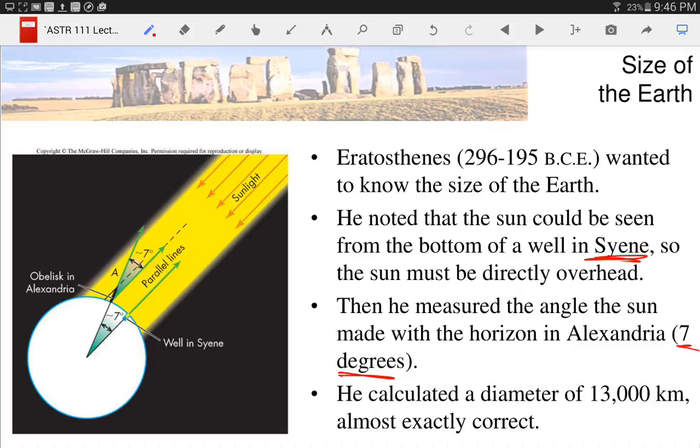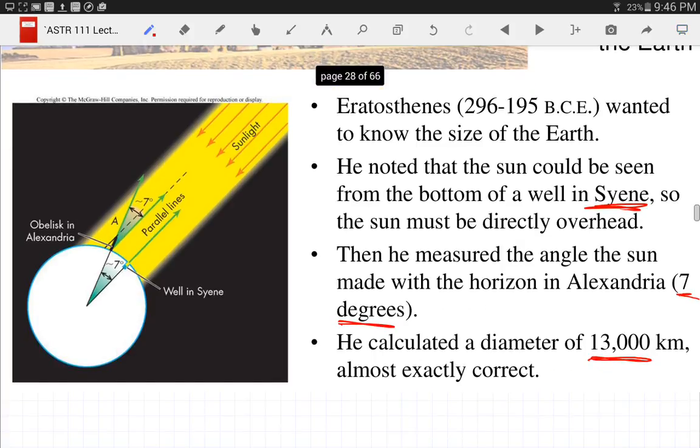And from that, he said, okay, the full circle would have a distance of 2 pi times the radius going around the circle. And so if we have 7/360th of that, boom, calculate the radius by knowing how far it was from Syene to Alexandria and knowing that angle. And so he came up with the diameter of the Earth that's 13,000 kilometers. What's the actual diameter of the Earth? Somewhere around 12,750 kilometers. Pretty darn good.